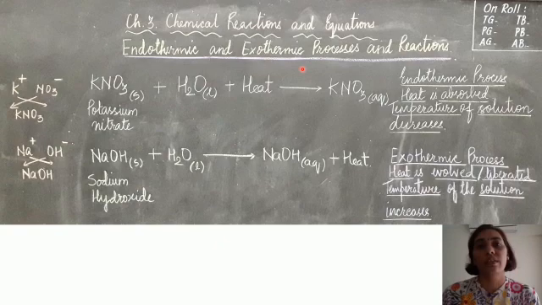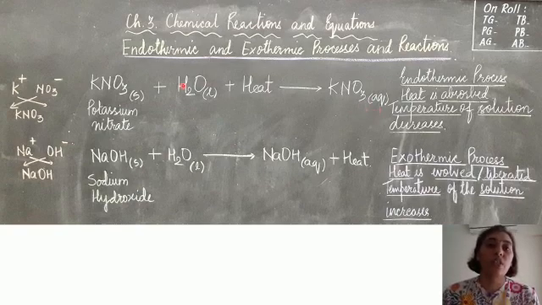Let us first deal with an endothermic process. The example that we have taken is KNO3. KNO3 is potassium nitrate. Here I have shown you how to make a formula for potassium nitrate. You have to take the solid form of it and then dissolve it in water. When you dissolve it in water, these reactants take up the heat from the surroundings and get converted into products. Here the product is KNO3 aqueous, that is, an aqueous solution of potassium nitrate is obtained.